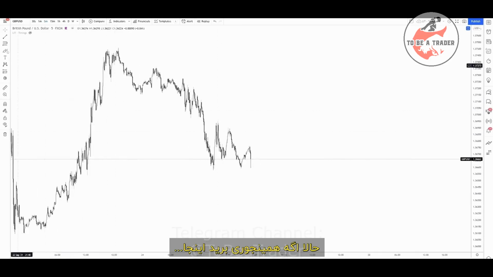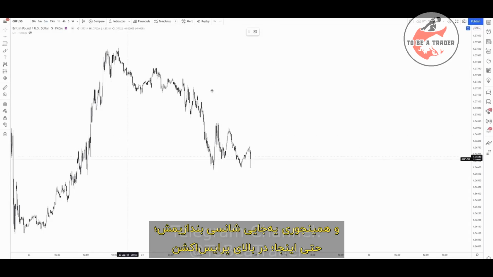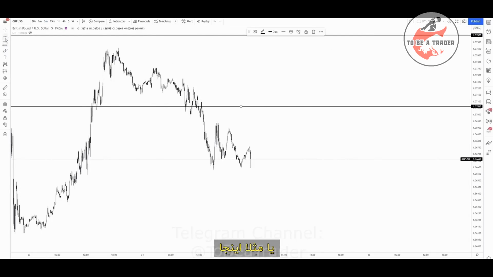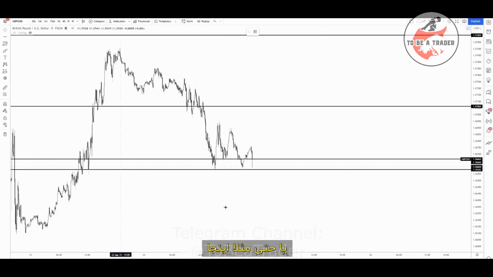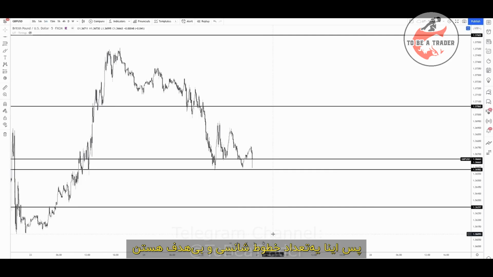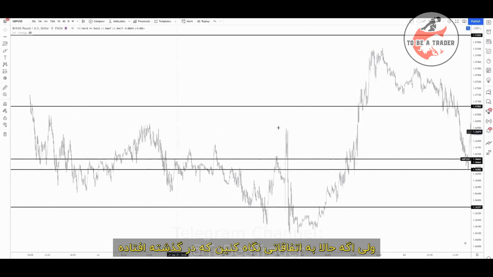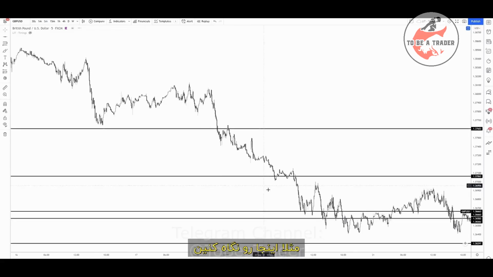If you just go here and take a horizontal line and throw it randomly, even above the price action, like here, or even like in here, or below in here, or in here. So those are random lines which have no purpose whatsoever. But now if you look back at what happened, it all seems to make sense. Look at that.